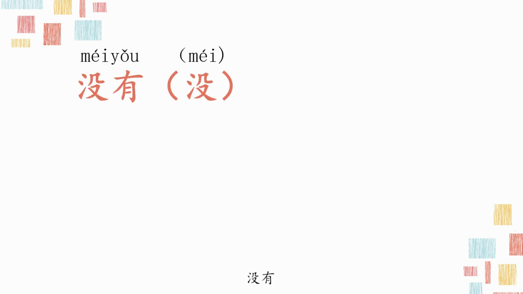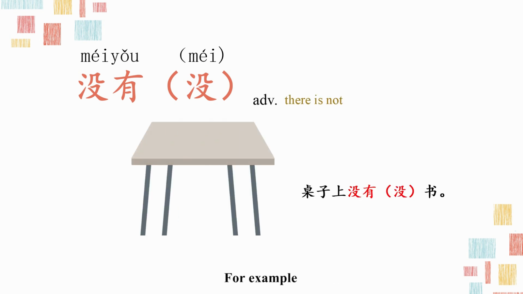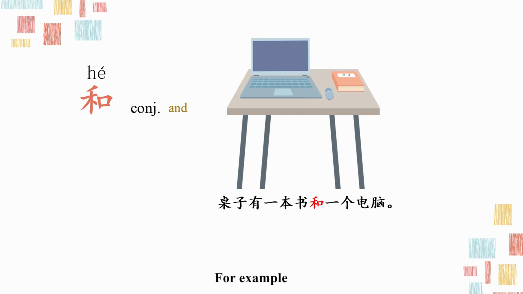没有、 Which can also be spoken as 没、 is an adverb that means there is not. For example, 桌子上没有书。 there is no book on the desk. 和、 Is a conjunction that means and. For example, 桌子上有一本书和一个电脑。 there is a book and a computer on the desk.